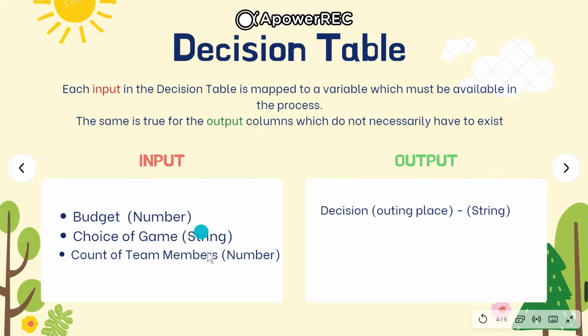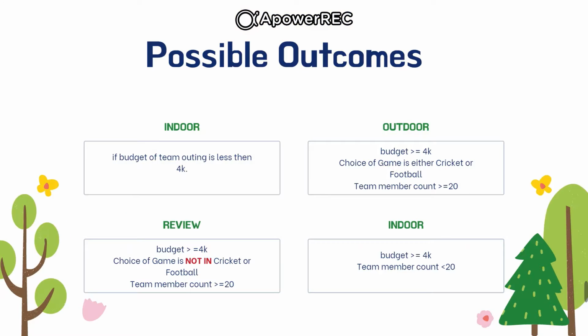Based upon these inputs, we evaluate the different business conditions, and on that basis we'll get an output variable known as decision, which tells us the outing place of the activity. It could be either indoor or outdoor. The important point to note here is that output columns do not necessarily need to exist. If the variable exists, it will get updated. Otherwise, it will create a new variable from the decision table.